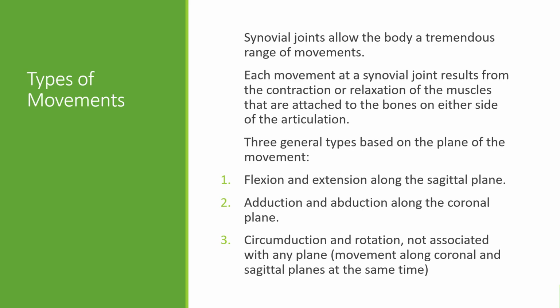There are 3 general types that are based on the plane of movement: flexion and extension, which is along the sagittal plane. So remember the sagittal plane? Remember which direction that is? It's making a right and a left. Okay. Abduction and adduction are going to be along the coronal plane, and circumduction and rotation are not associated with any plane. They can cause movement in the coronal and the sagittal planes both at the same time.